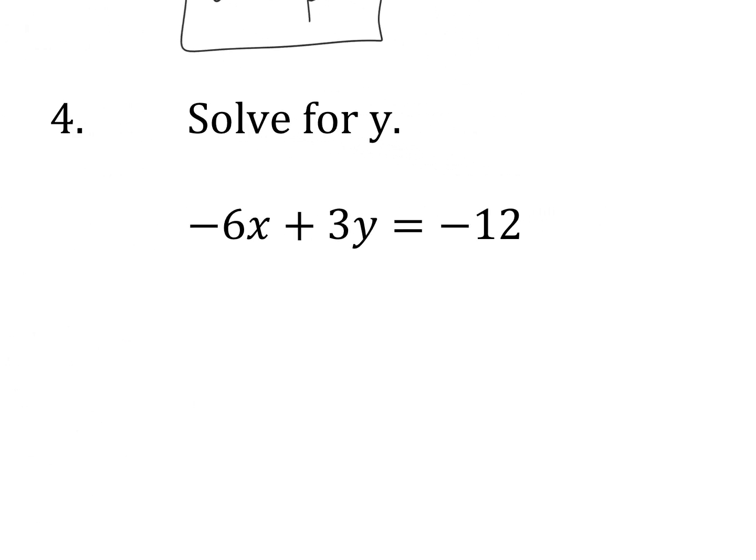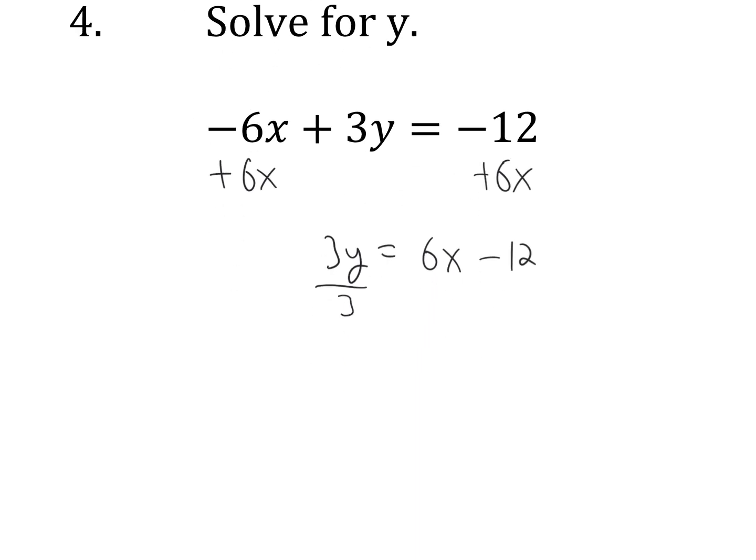All right, same thing, still solving for y here. We're going to get that 3y by itself. We're going to add 6x to both sides. So now we have 3y equals, do the negative 12 and 6x combine or no? They're not like terms, so we're just going to write 6x minus 12. Divide by 3. And y is going to equal, 6 divided by 3 is 2, we get 2x minus, and 12 divided by 3 is 4.